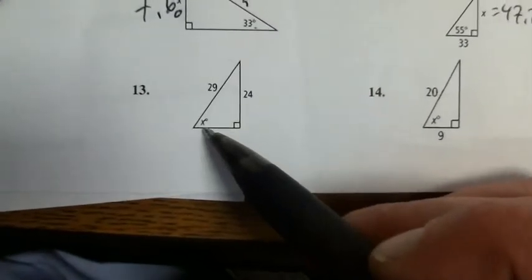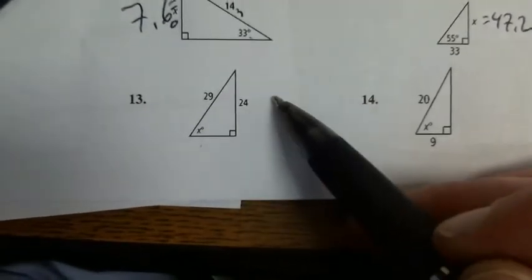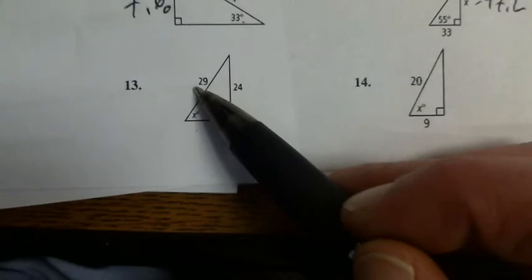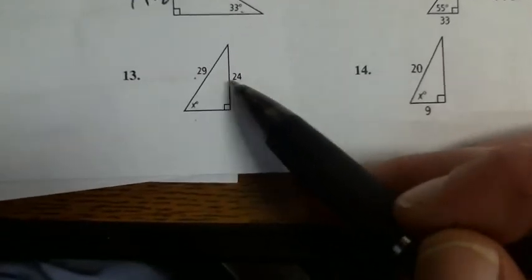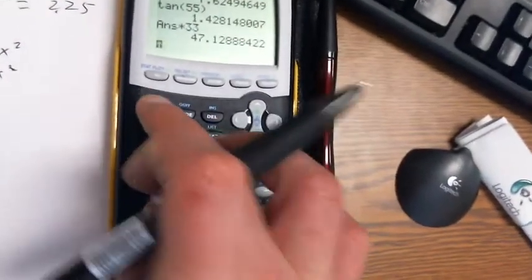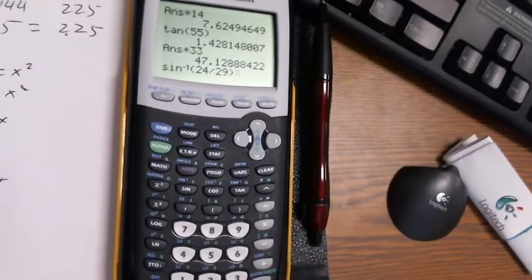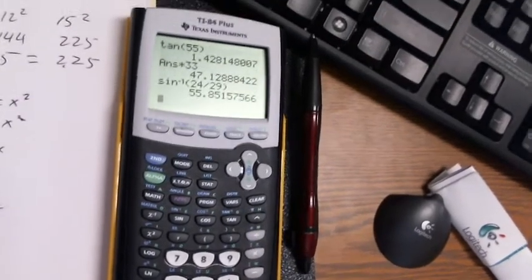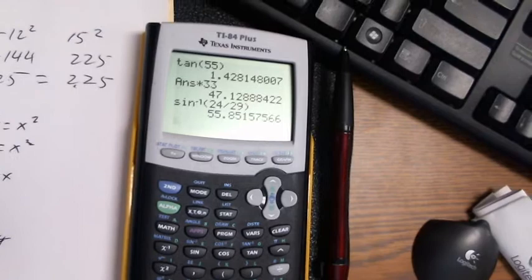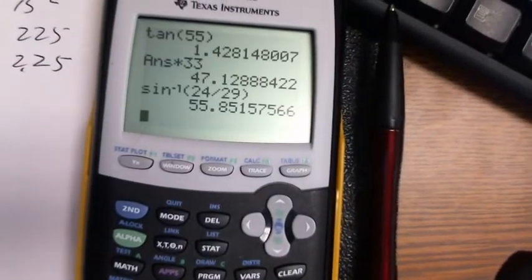Now we need the angle, so we're going to do a second something. We're given opposite and hypotenuse, so we're dealing with sine. So 24 over 29. Put this straight in the calculator. Second sine, 24 divided by 29. Opposite over hypotenuse, inverted, because we don't know the angle. 55.9 degrees.